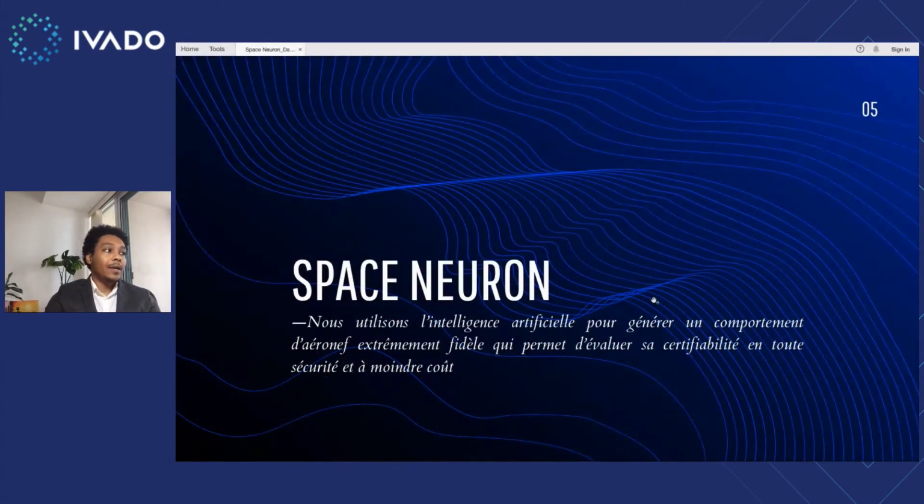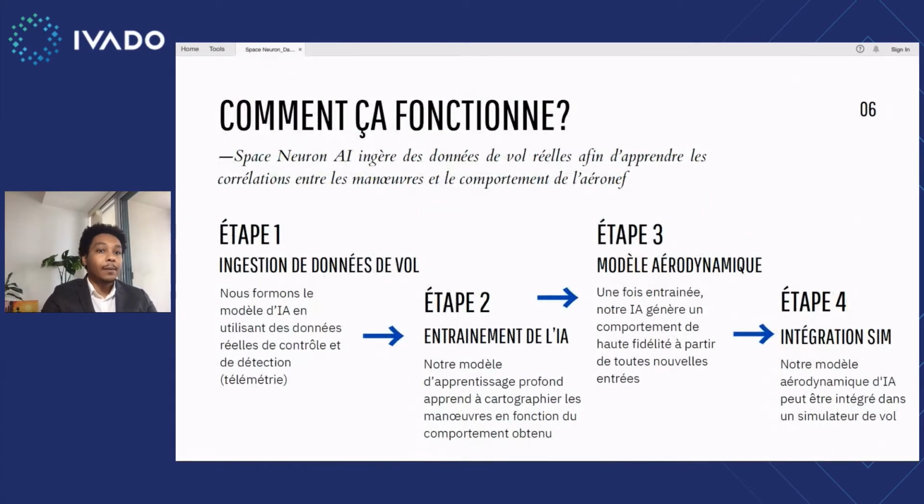So what we're bringing here is Space Neuron, and it's an AI-enabled high-fidelity aircraft behavior analysis and also aerodynamic modeling, as well as building some sort of a digital twin of what the aircraft is performing or doing at any given time. The way we build this is through the following. We ingest the data from the flight itself. So you're looking at the telemetry of the flight. You're also looking at control data, and then we're ingesting that and trying to build an aerodynamic model of the flight, or a subsystem prediction, the performance of a specific subsystem in the aircraft.